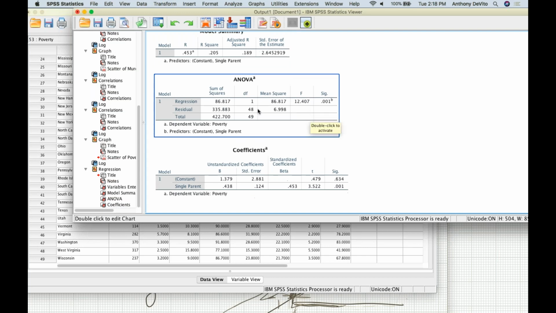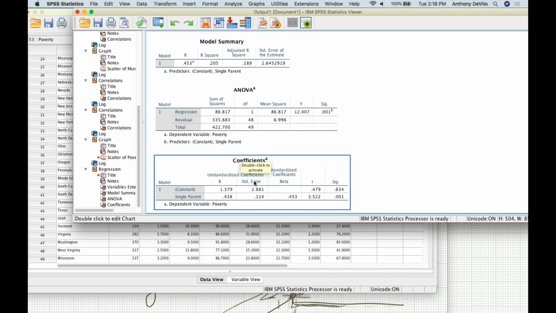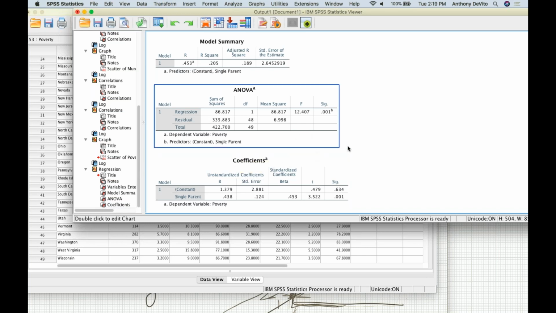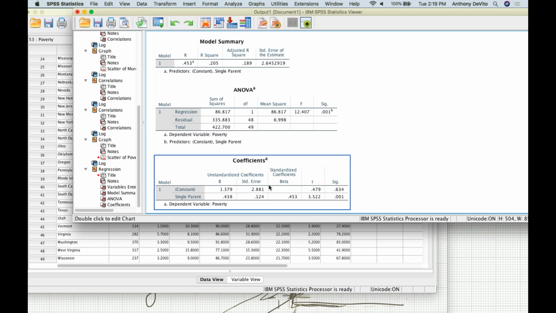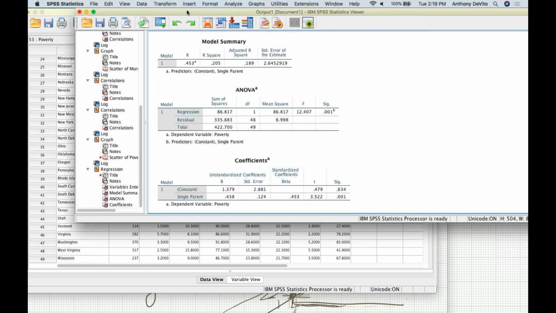So if we go down finally, the last table we got is coefficients. These coefficients refer to the slope and the y-intercept for our graph, for our line. If you look at this one marked constant under B, unstandardized coefficient, that B is the y-intercept. The single parent row is the slope of the line. That's our slope of the line. It's 0.438. So what does that mean to our line?